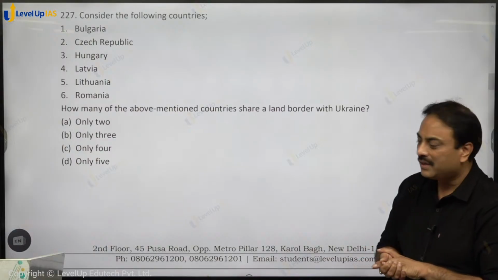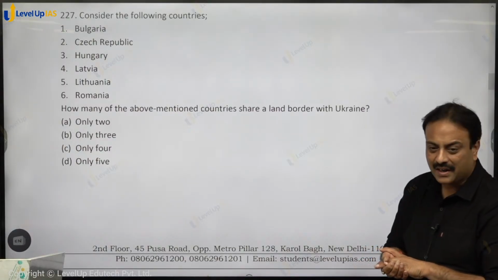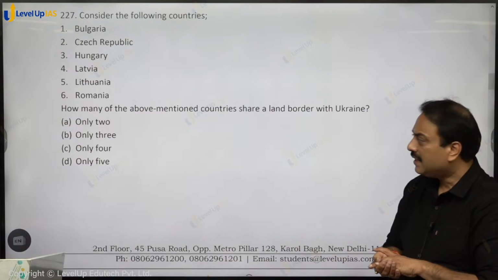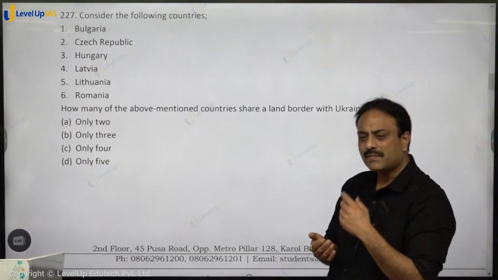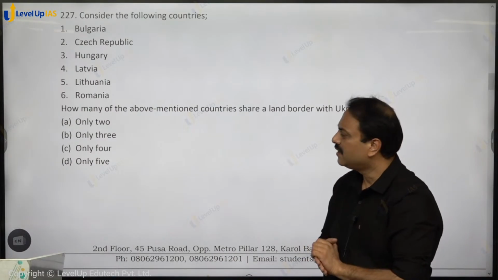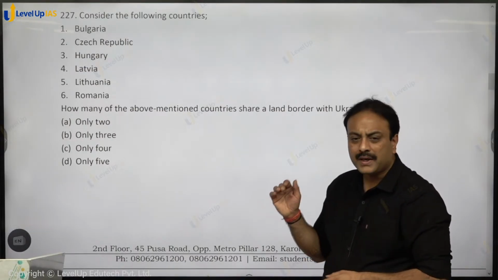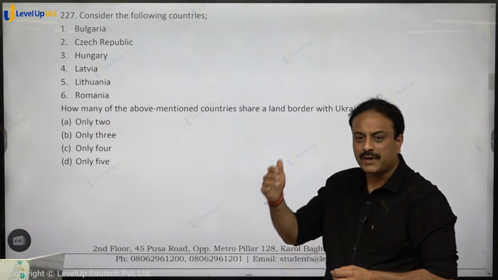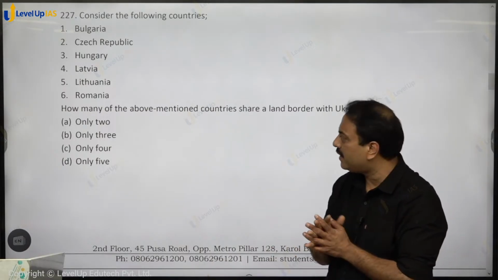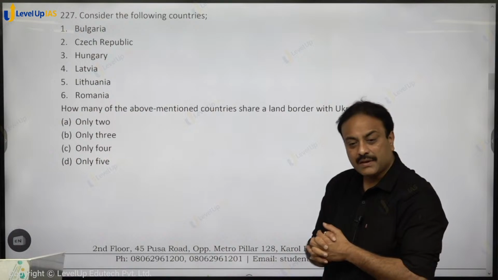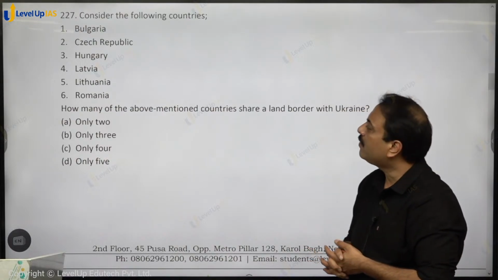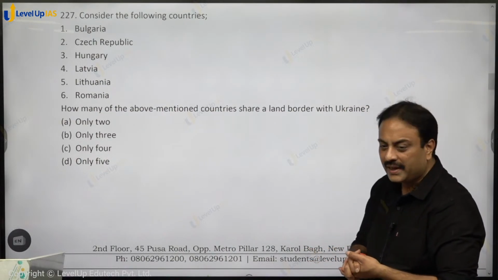So these are the countries which are making borders. When we talk about Bulgaria, it is not having a border with Ukraine. Czech Republic, quite far away, two countries. So it is not having a border. Hungary is having a border. Latvia, Lithuania are having borders on the Baltic Sea. Estonia, Latvia, Lithuania. Nothing to do with Ukraine. Romania is having a border with Ukraine. So here only two countries are mentioned which are having borders with Ukraine.